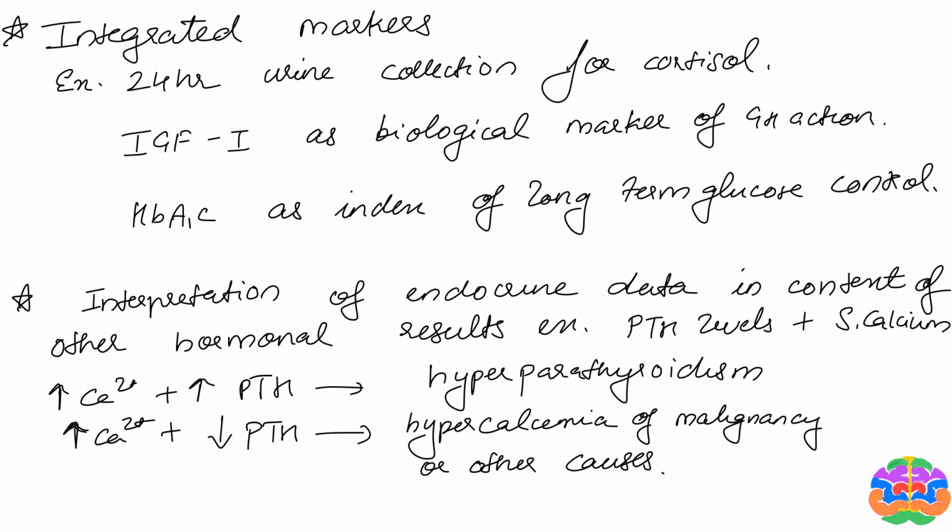One must often interpret endocrine data only in the context of other hormonal results. For example, parathyroid hormone levels are typically assessed in combination with serum calcium concentration. A high serum calcium level in association with elevated PTH is suggestive of hyperparathyroidism, whereas suppressed PTH in this situation is more likely to be caused by hypercalcemia of malignancy or other causes of hypercalcemia.